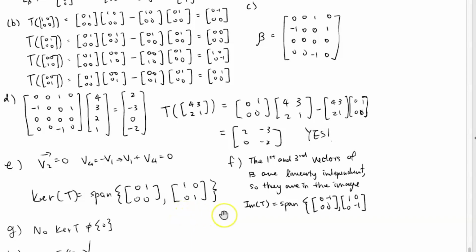For the image, I observe that we have 2 columns that are linearly independent in B, and that's the one I choose. 0, -1, 0, 0 and 1, 0, 0, -1 are 2 elements that span my image. Is it an isomorphism? No, because the kernel is not 0, that's easy. And lastly, just checking the rank nullity theorem, well, it's 2, because there's 2 elements in my kernel, plus 2, because the dimension of the image is also 2. So 2 plus 2 equals 4, which is the dimension of the 2 by 2 matrices.